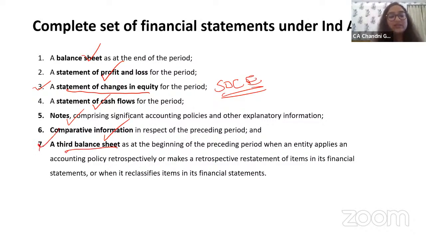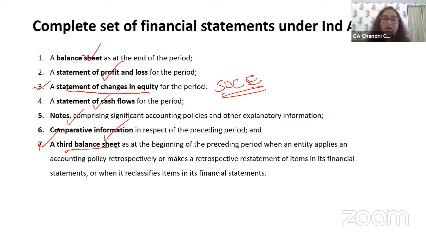Now this is also something new, because we have not heard about a third balance sheet ever. So what is it? The third balance sheet is not prepared every time. There are certain exceptional cases when a third balance sheet is required to be prepared. Out of these, the first is when there is a change in accounting policy and it is applied retrospectively.